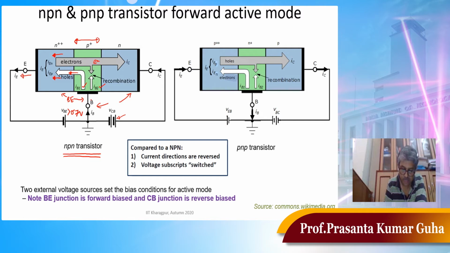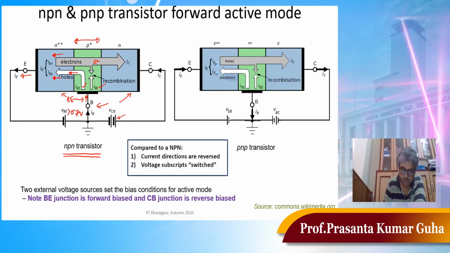Those holes will be replenished from the base terminal, from this supply. So this movement of holes from base to emitter demands more holes coming from the supply voltage. That gives rise to a current which is basically IB1.